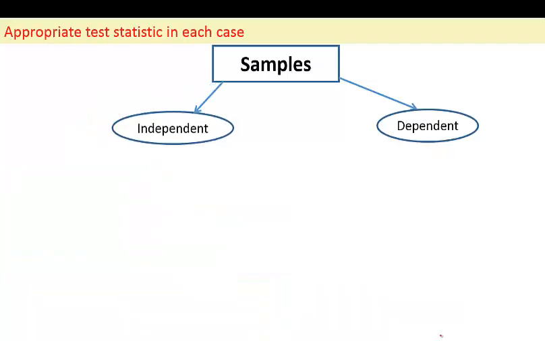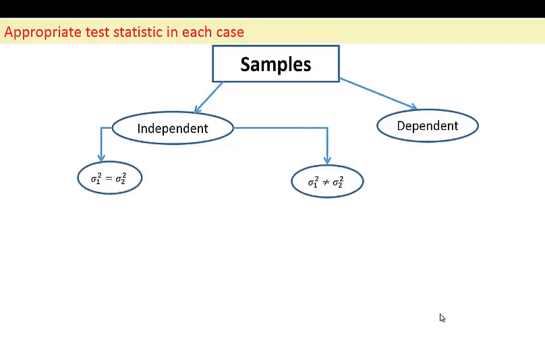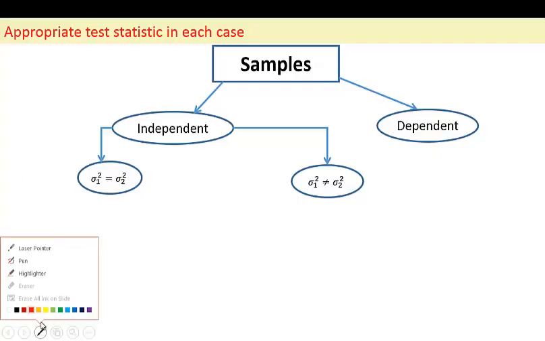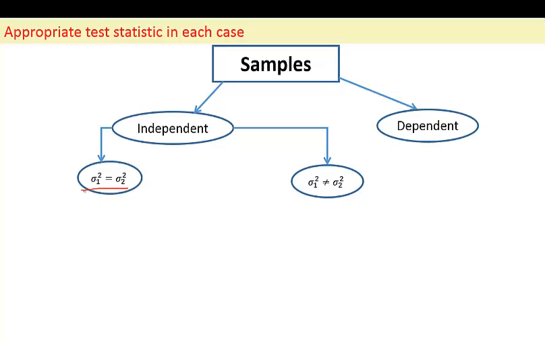Okay, understand the types of samples very carefully that we have just described in the previous slide. After looking at the types of samples, we will look at what kind of test we are going to apply if the samples are independent or if the samples are dependent. In case of independent samples, we will further look at the population variances of both populations. If the population variances in both populations are equal, then it will be a different scenario for us, and if the population variances are not equal, we will see it differently.